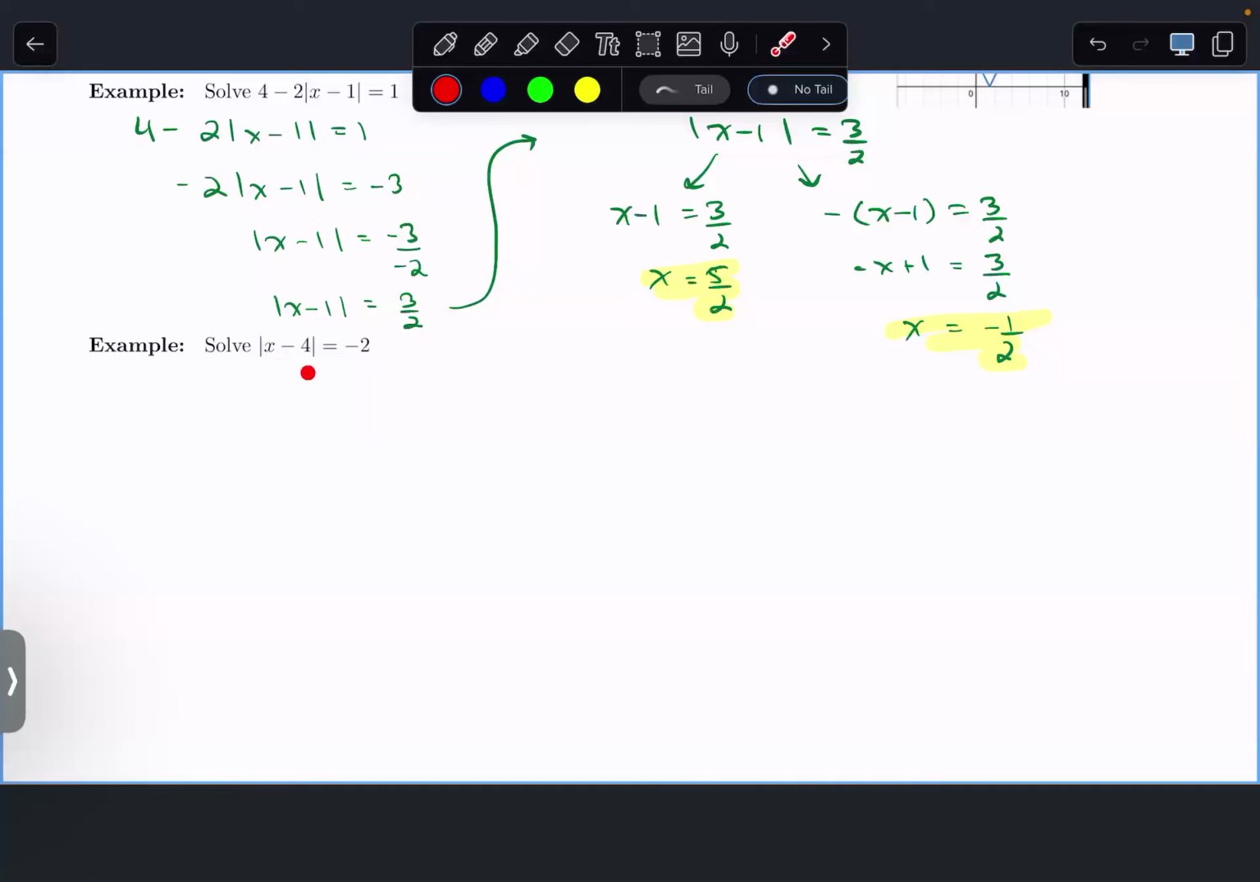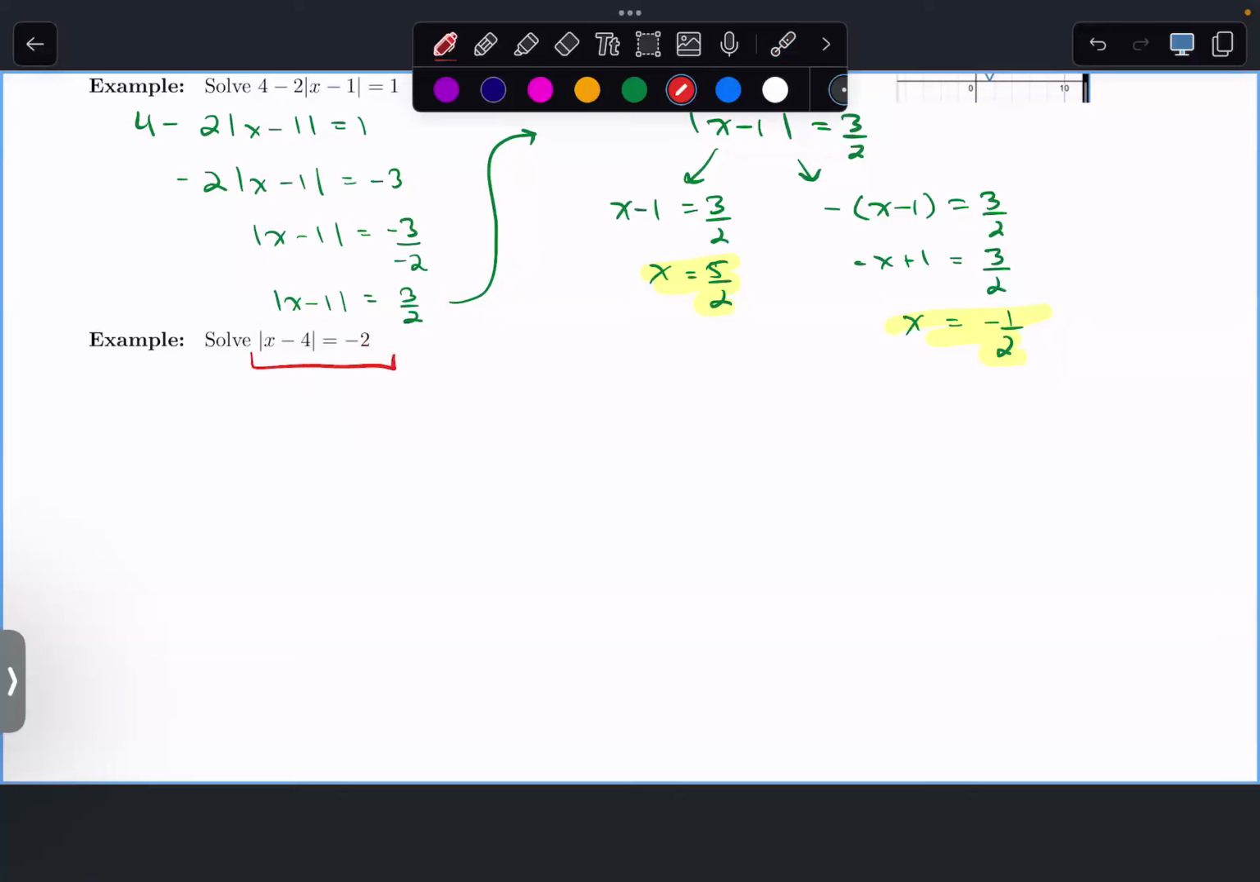What about the absolute value of x minus 4 is equal to -2? That can't be, right? Because the absolute value only returns positive values. So here, there are no solutions, since the absolute value of x only yields positive values.